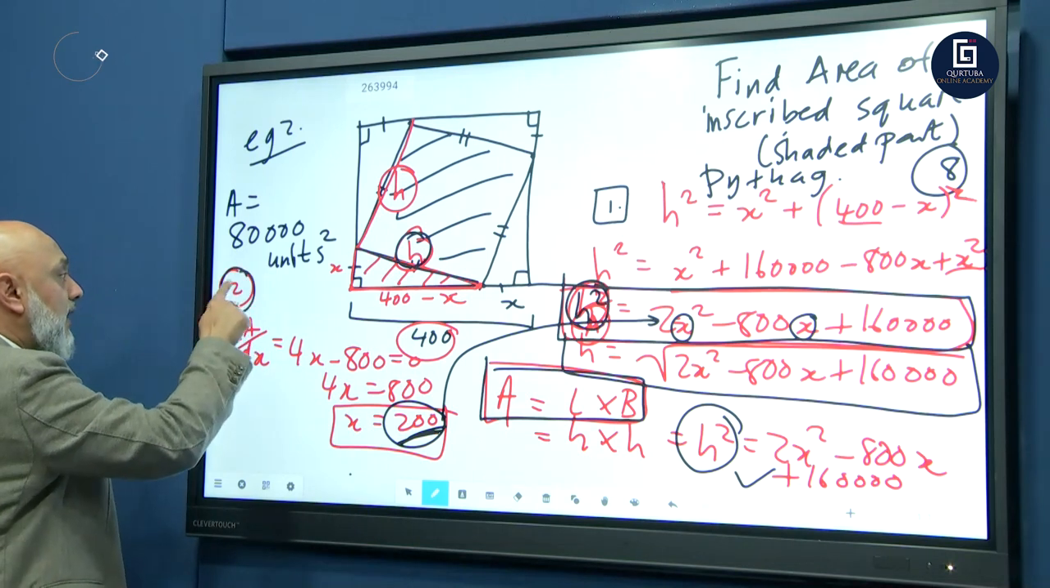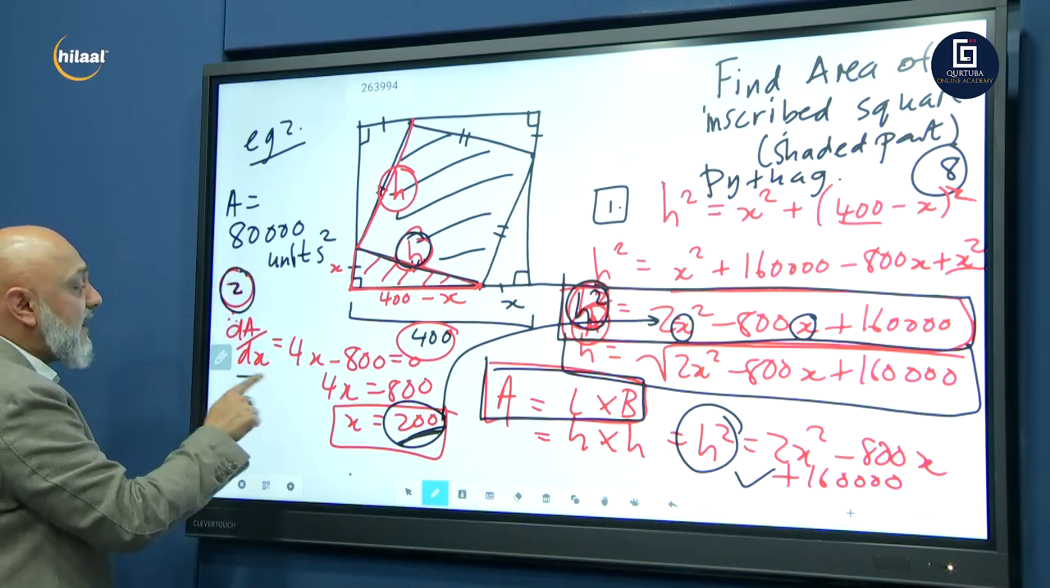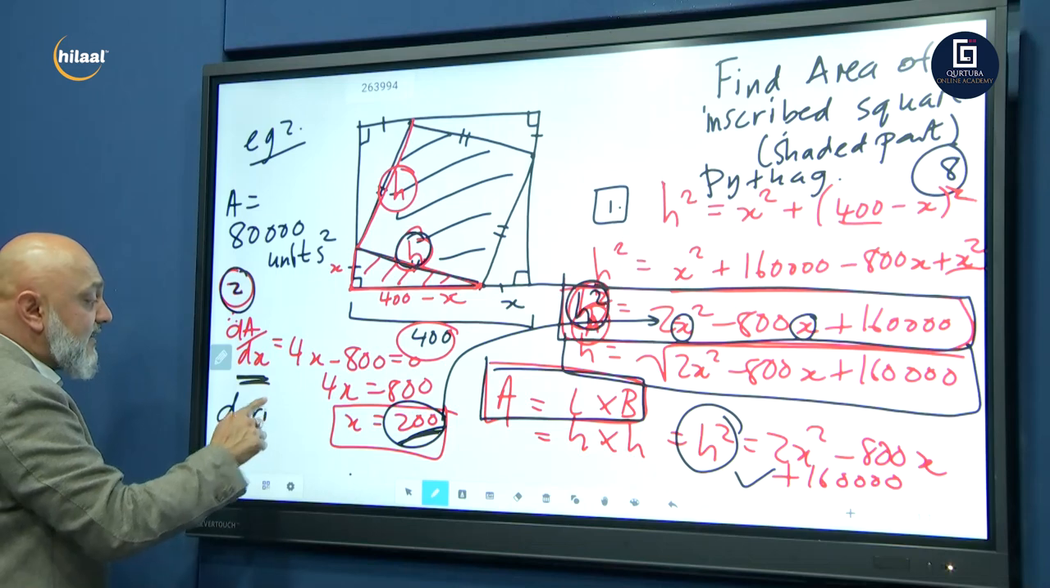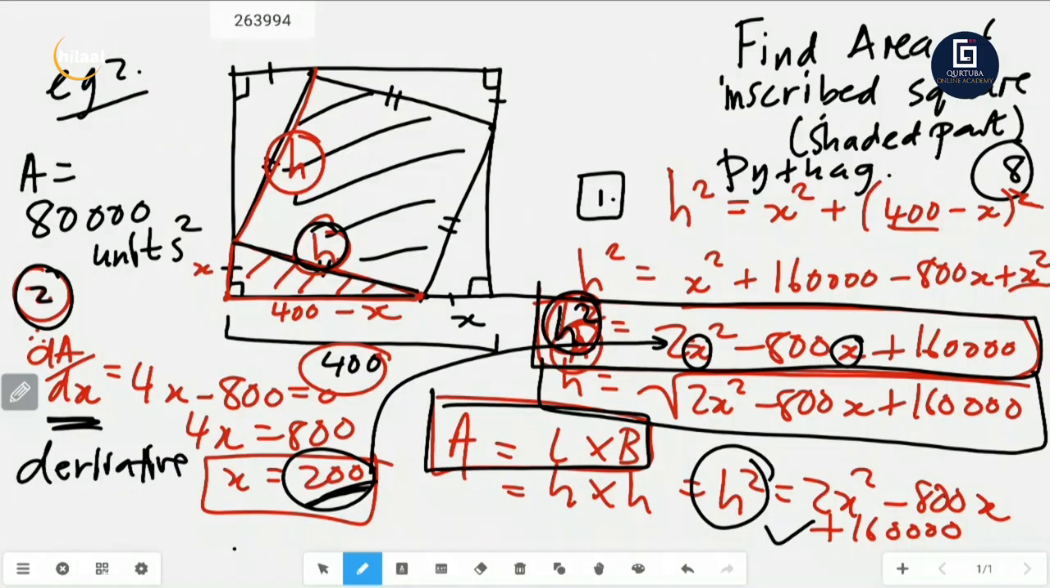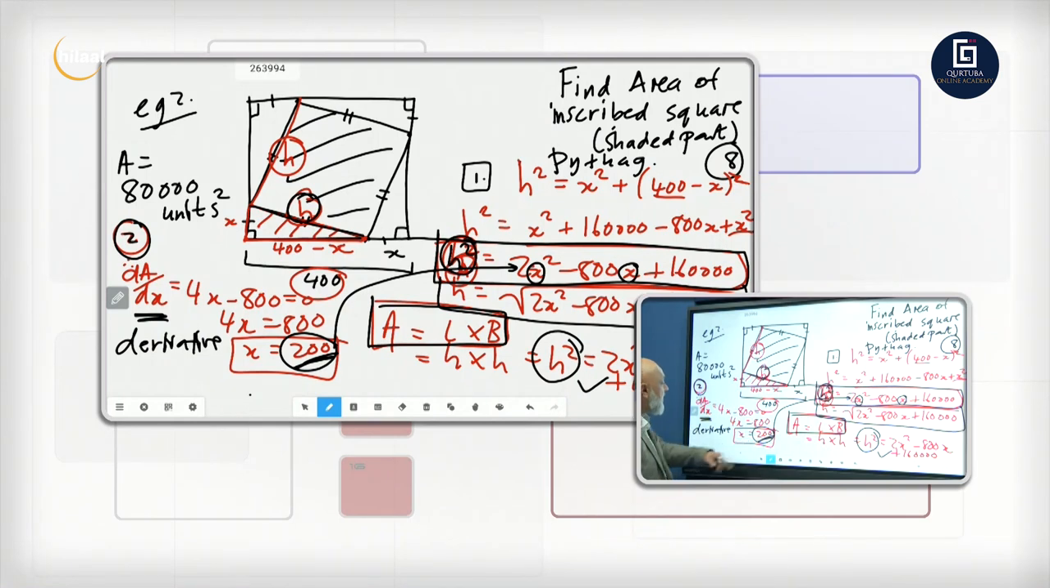Step number two, what did I do in step number two? We found dA over dx. We used the derivative to solve for x. So all we do, we find the derivative of this. We get 4x minus 800 equals 0. 4x is equal to 800. x is equal to 200. We then take the 200, we put it back into your original and you get the maximum area of that shape.